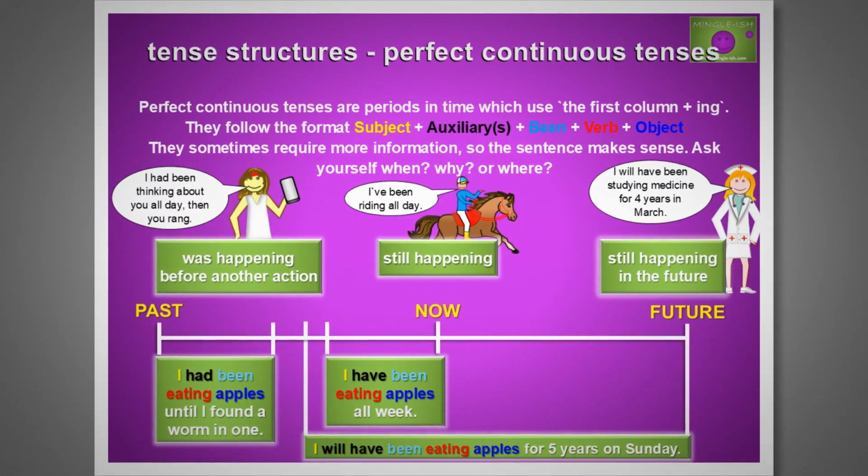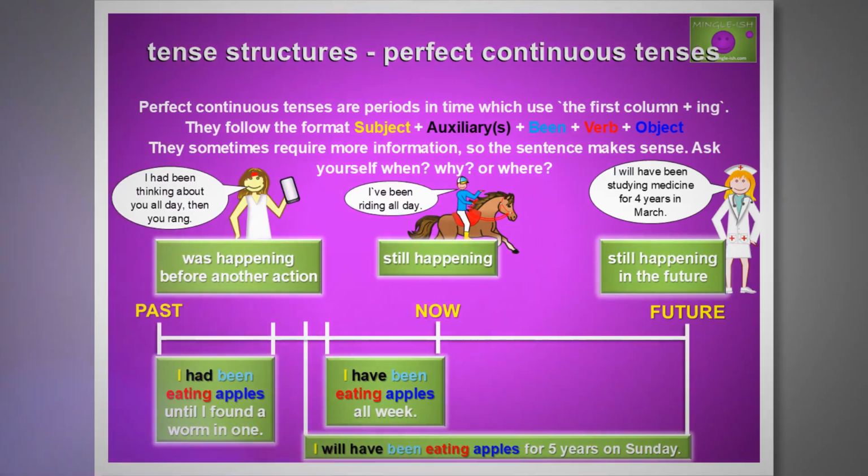And finally, the perfect continuous tenses are periods in time which use the first column plus ing. They follow the format subject plus auxiliaries plus been plus verb plus object. They sometimes require more information, so the sentence makes sense. Ask yourself when, why, or where.